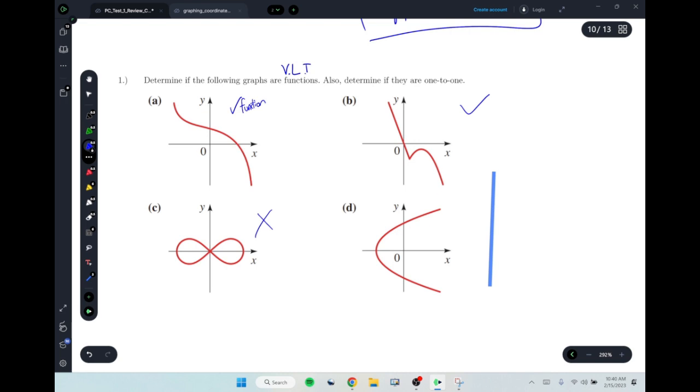Check, check, X, X. Get rid of that line, and we've got to do it again for the horizontal, right? All right, here we go. Horizontal line test. We'll do this one in orange, I guess. Orange line. Which one passes, which one doesn't?